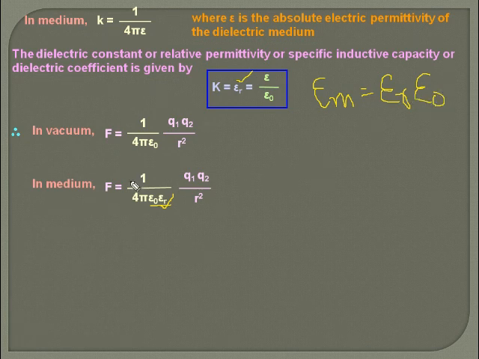So the expression will look like this: 1 by 4 pi epsilon naught epsilon r, q1 q2 by r square. I hope this is clear to you.